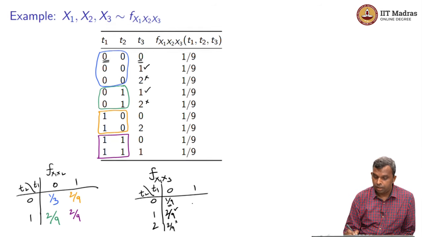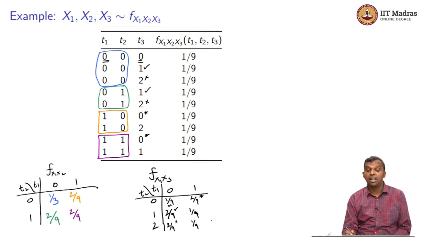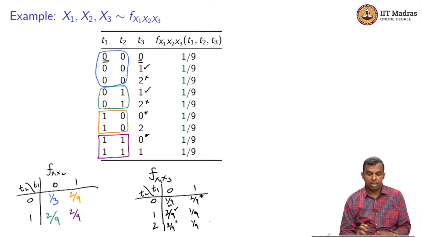Okay, and then you have x1 is 1 and x3 is 0. That is again just one possibility. Okay, no, two possibilities. Okay, so maybe I should put a star here and a star here, right? 1, 0, 1, 0. So you get a 2 by 9 star, and then you have 1, 1 being just one possibility, and 1, 2 being just one possibility. I have just 1 by 9, 1 by 9. Okay, notice how the marginalization is working and how we are able to do it very easily given the table, right? That's it. It's a simple enough calculation to do.